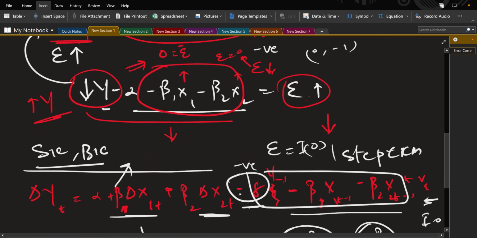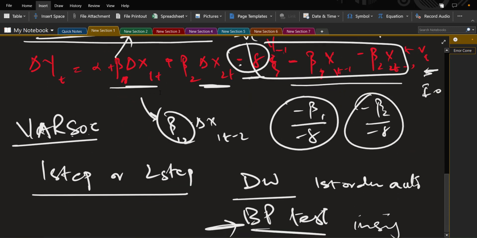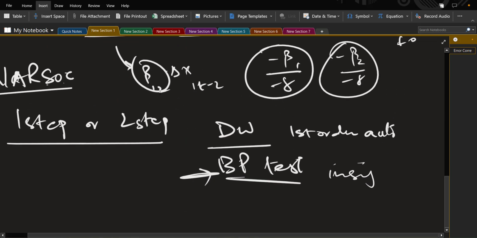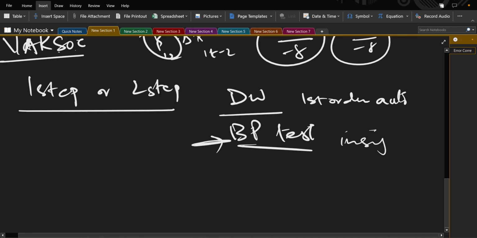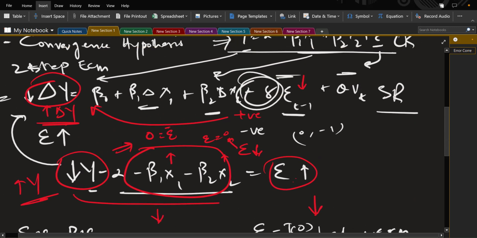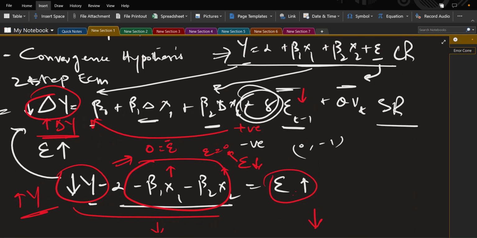I hope you understood the concept of the error correction model, and you can apply this model in panel data also. The only difference in panel data is that when you estimate this two-step ECM, you have to convert this intercept into a fixed effect or random effect so that it can absorb the cross-sectional unobserved heterogeneity, so that the model does not have any heteroscedasticity. And there are many other ways to absorb it.